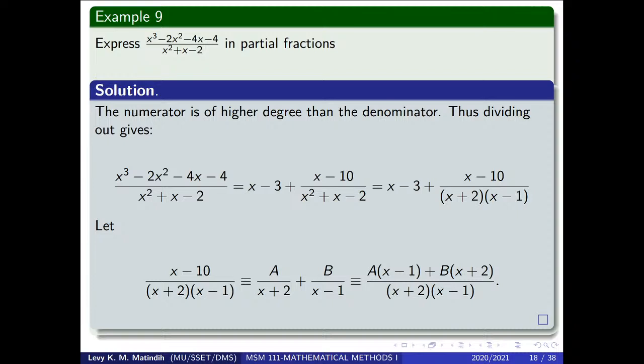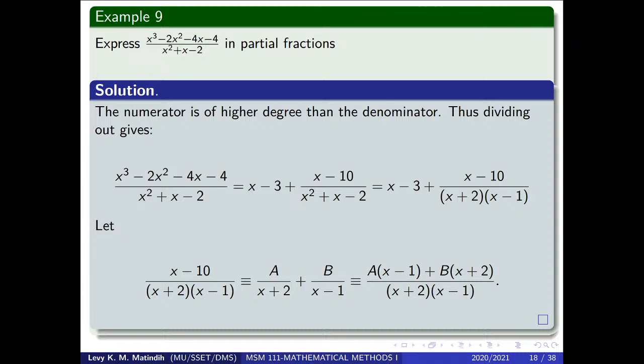The first thing that you need to do is we first need to divide. So by either long division or by synthetic division, when we divide x cubed minus 2x squared minus 4x minus 4 by x squared plus x minus 2, we are going to get the quotient to be x minus 3, then plus our remainder, which will be x minus 10, divided by x squared plus x minus 2.